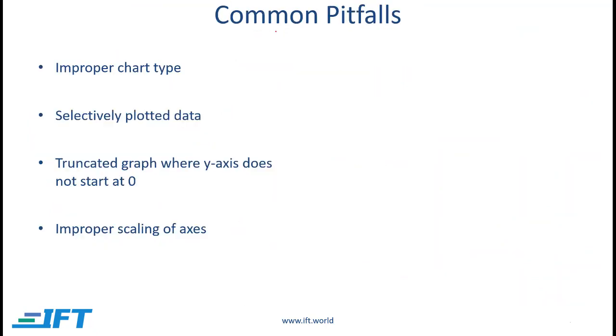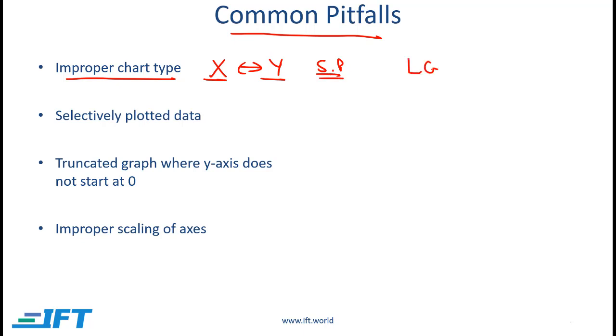Let's conclude this segment by talking about some common pitfalls. One pitfall is to use an improper chart type. So for example, we are interested in finding the relationship or the association between 2 variables x and y. In this case, the best technique is to use a scatter plot. But instead, if we use a line graph, then obviously this will not help us with identifying the association very well.